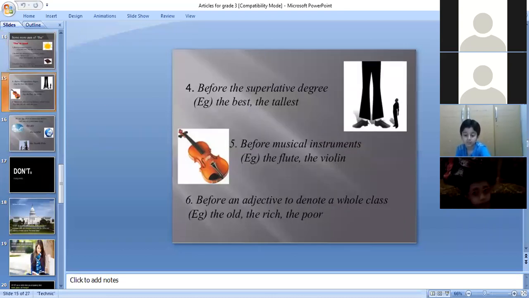Okay, we use the before the superlative degree. You know what is the superlative degree? You have done adjectives. There are three types of adjectives: positive, comparative, and superlative. So we use the before them. The best, the tallest. Ali is the tallest boy in the class. So we have used the. He is the best student.